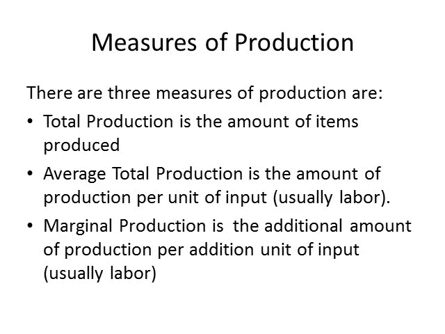There are three measures of production. Total production is the amount of goods produced by the firm. Average production is the amount of production per unit of input, usually labor. Marginal production is the additional amount of production per additional unit of labor.